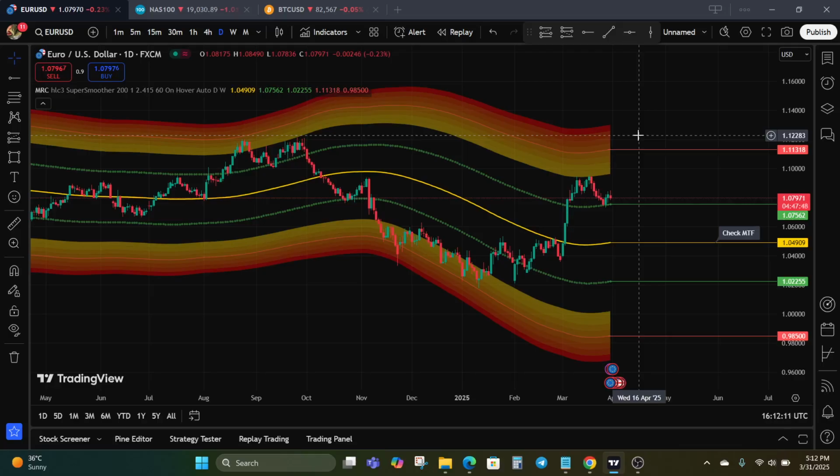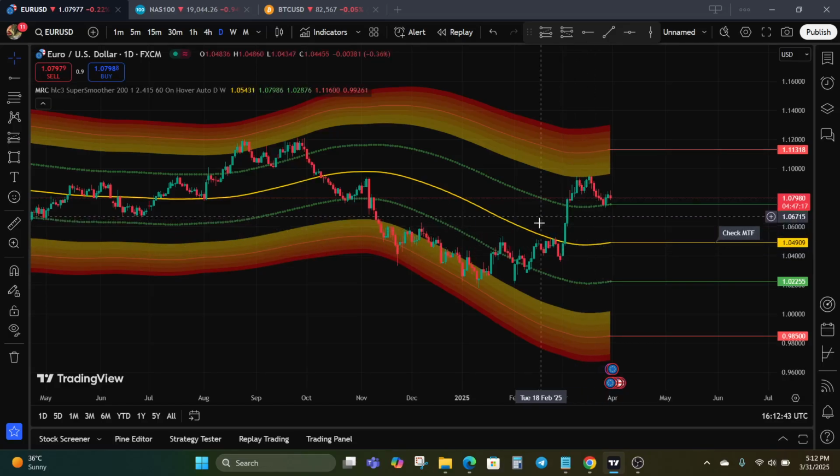Now, let us just quickly get straight into it. The MRC indicator is a powerful tool designed to identify overbought and oversold market conditions. Instead of chasing trends, this strategy focuses on price extremes. That is where the market is likely to snap back towards its mean.